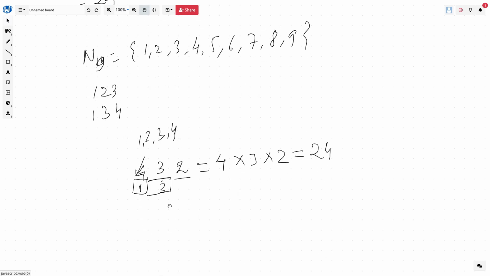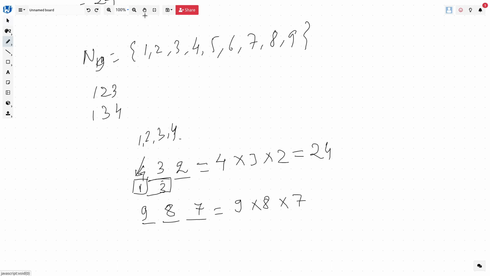Now, what is the theory behind it? Let's look at this problem again. We have 9 numbers, and we have to fill 3-digit numbers, right? So we do the same thing, and we start with 3 spaces. The first space can be filled by any of the 9 numbers, so that will be 9. The second space can be filled by any of the 8 numbers, because the repetition is not allowed, and the third by 7. So that will come to 9 into 8 into 7, right?